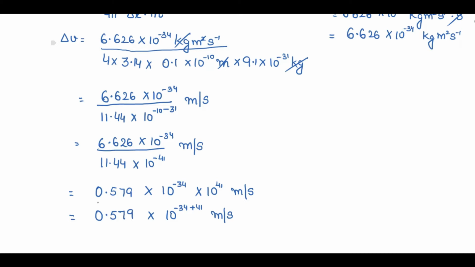Now, I just want to convert this value according to the scientific notation. So what I'll do, I'll simply displace this decimal up to 1 digit, right? So if you are displacing this decimal from left to right, your power will be negative. So 5.79. Now this decimal is displaced up to 1 digit. So 10 raised to power minus 1 into 10 raised to power minus 34 plus 41. Your answer will be 10 raised to power 7 meter per second. Now again these two powers are in multiplication, so I'll add them.